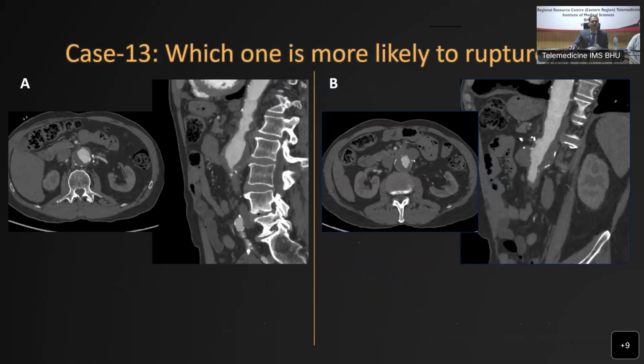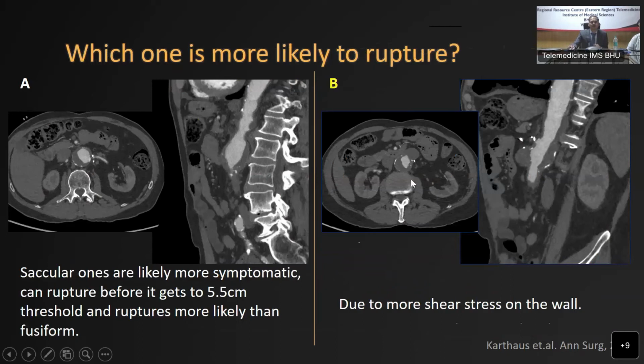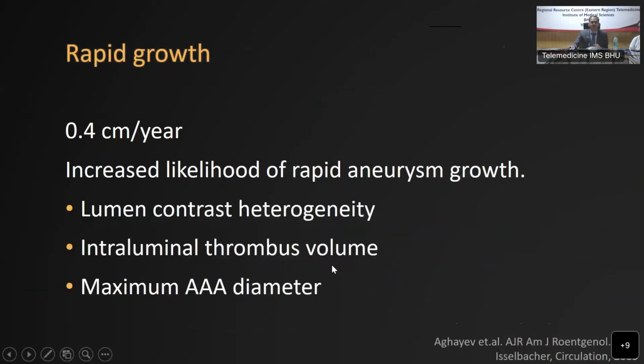When we talk about risk of rupture, we have to take into account the morphology of the aneurysm. So there are two types of morphologies. There is saccular aneurysm and a fusiform aneurysm. So here are examples of two. Which one is more likely to rupture? B is more likely to rupture because it is saccular and is going to create more shear stress on the wall, thereby leading to more chances of rupture.